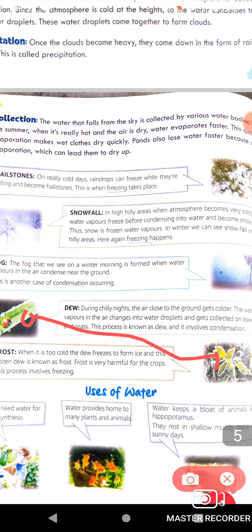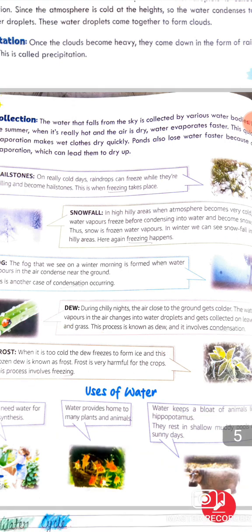It may damage the crop, so it is not very useful for farmers. It is very harmful for them. So this is about hailstone, snowfall, fog, dew and frost.